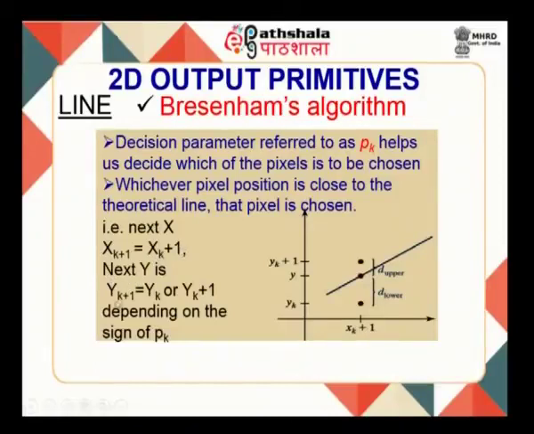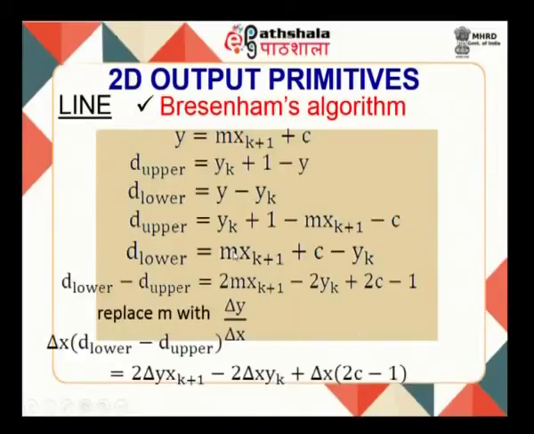while the next y is yk plus 1, which is yk or yk plus 1 depending on the decision parameter. So, let us see how we do the derivation, or how do we find equations for the decision parameter, and what is the decision parameter.